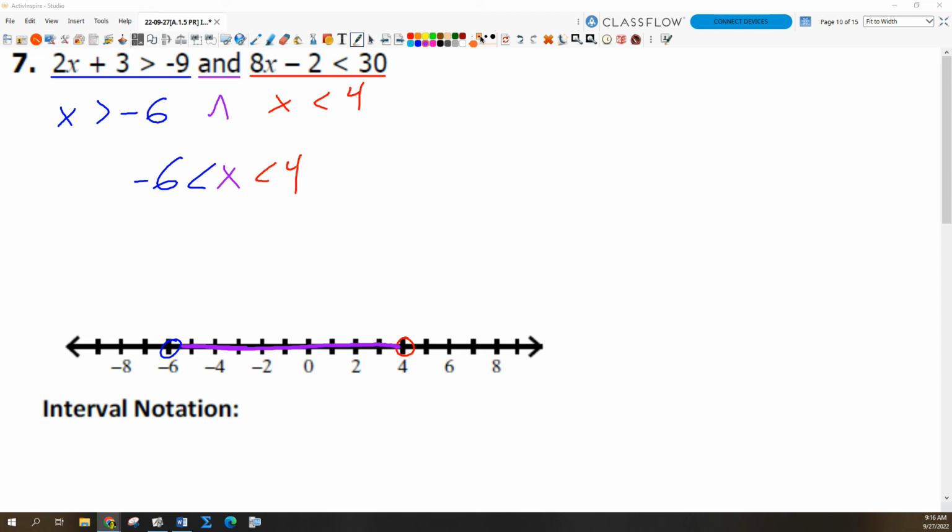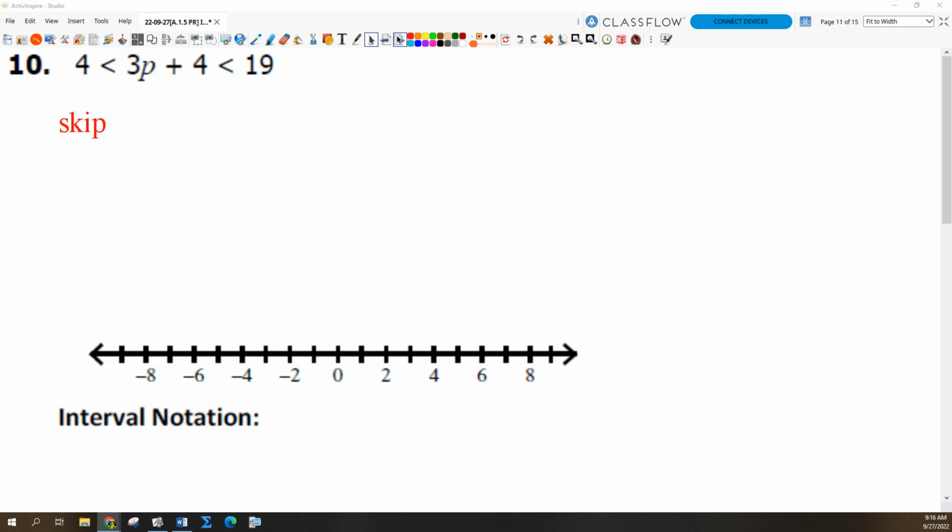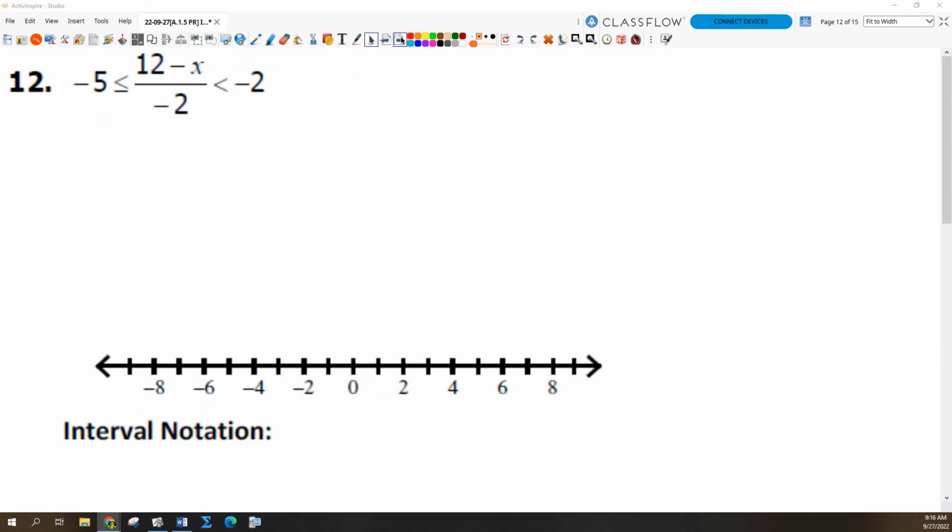And using interval notation, wouldn't that just look like parentheses, -6, comma, 4 parentheses? Everybody agree? Okay. Okay, how about this guy? What am I going to do there to solve for x? Okay, I got to multiply everything by -2, don't I? So there's first step.